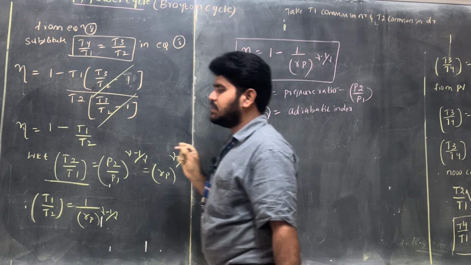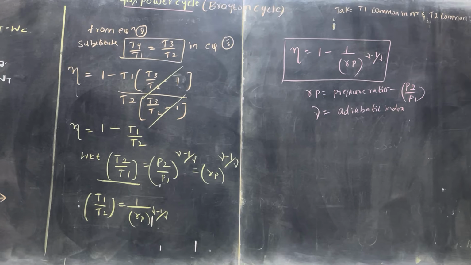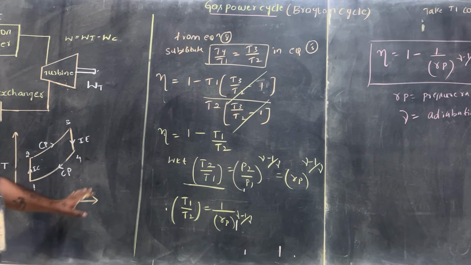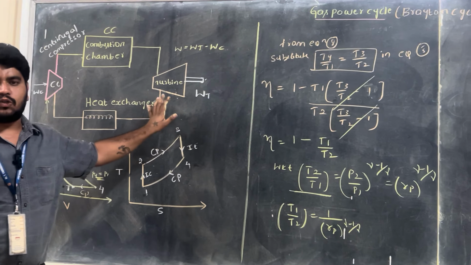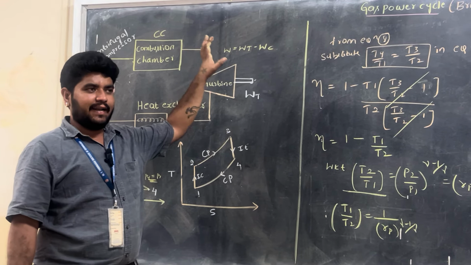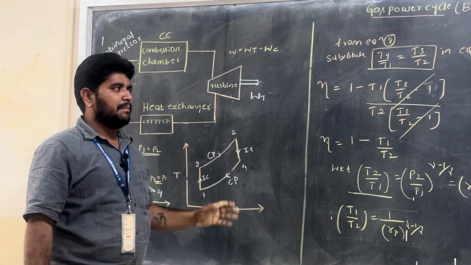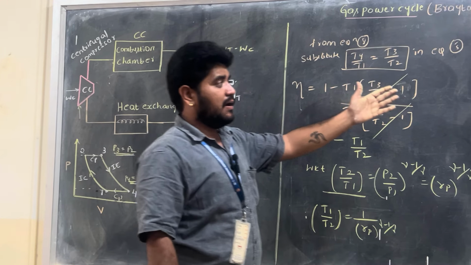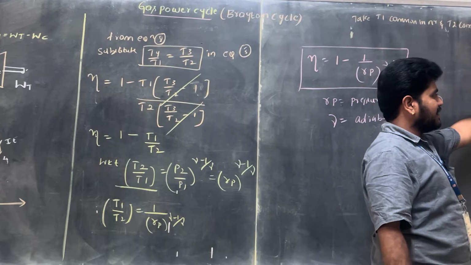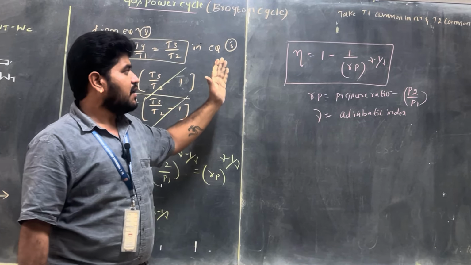Okay, so this is the final equation of the Brayton cycle, or we can call it the Joule cycle. First, I considered the efficiency as the total work done divided by heat supplied, and I gave the efficiency equation. After that, we took the isentropic expansion and compression ratios, considered the PV diagram and the isobaric process, and finally I have derived the efficiency of the Brayton cycle.